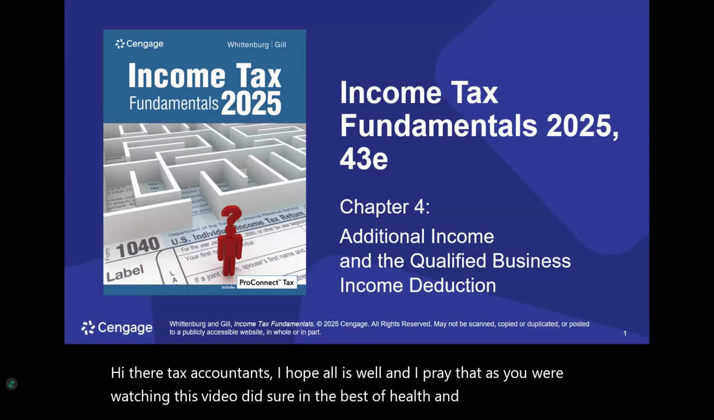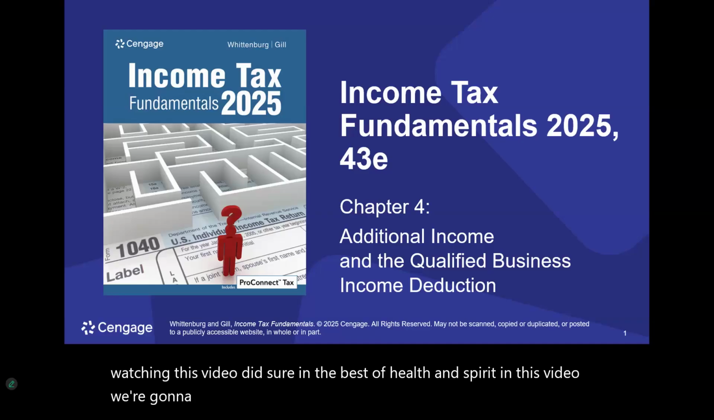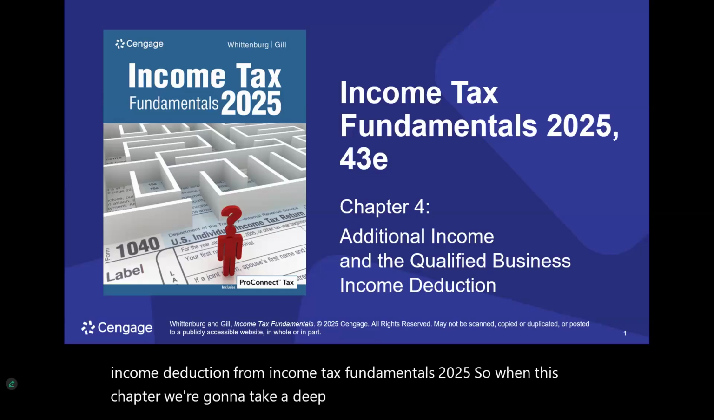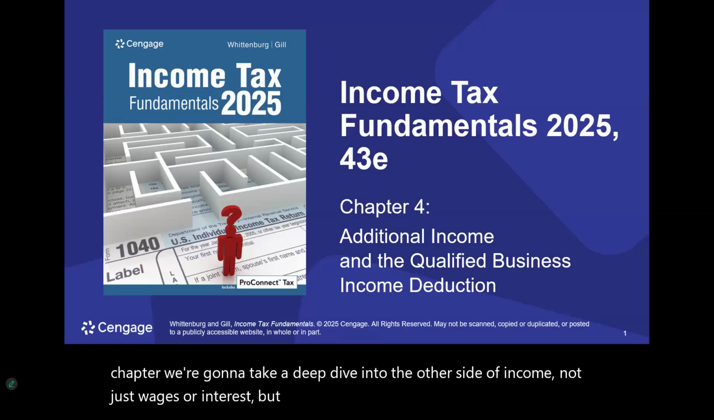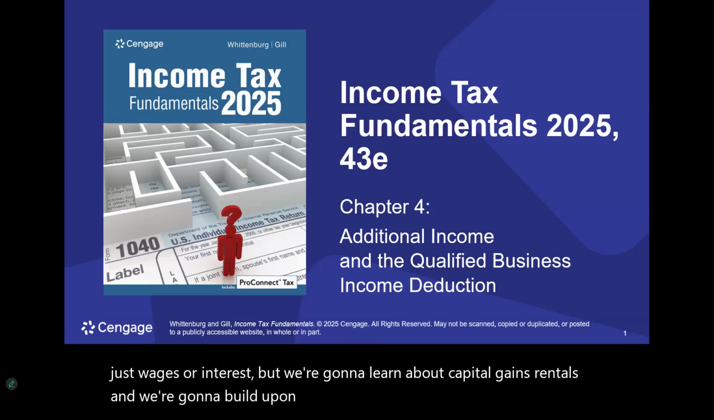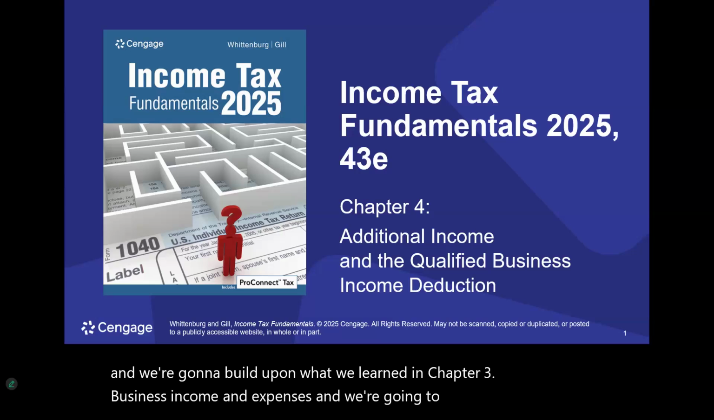In this video, we're going to cover Chapter 4, Additional Income in the Qualified Business Income Deduction from Income Tax Fundamentals 2025. In this chapter, we're going to take a deep dive into the other side of income, not just wages or interest, but capital gains and rentals, and we're going to build upon what we learned in Chapter 3, business income and expenses, and explore self-employment.